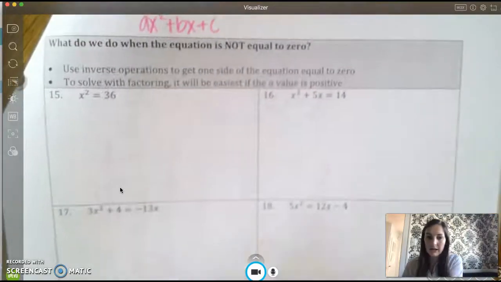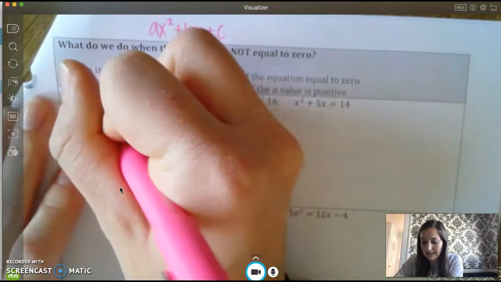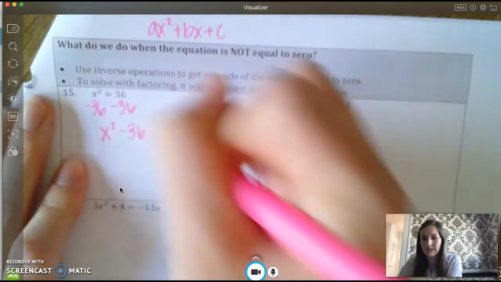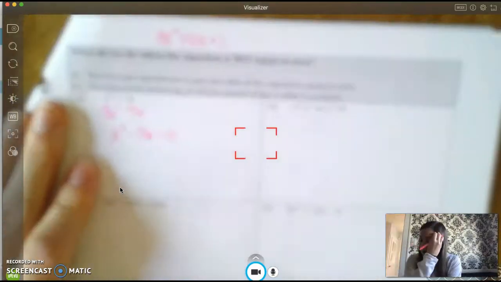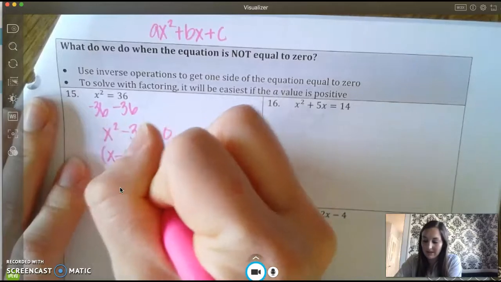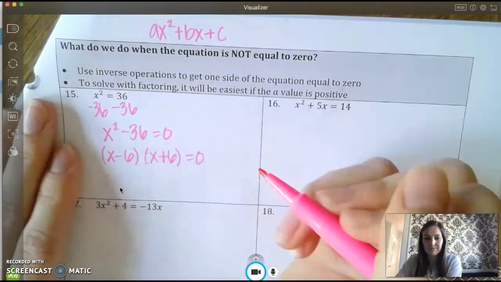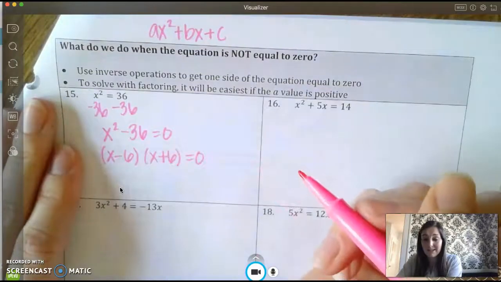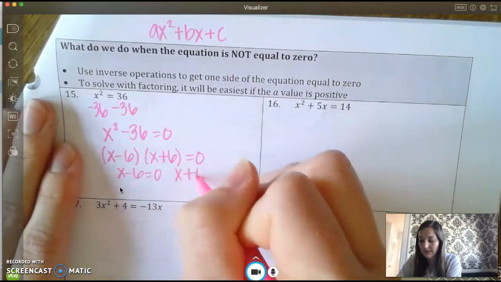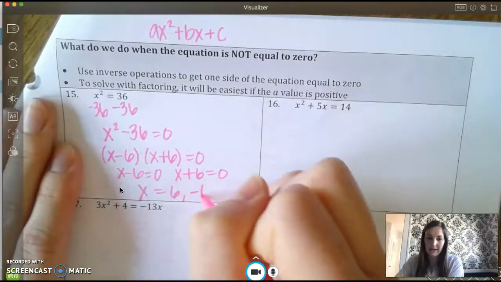So looking here at number 15, I'm going to subtract 36 from both sides. So I get x squared minus 36 equals 0. Then I have a difference of two squares, so I have x minus 6 and x plus 6. I set each of my parentheses equal to 0. So x minus 6 equals 0, x plus 6 equals 0. So x equals 6 and negative 6.